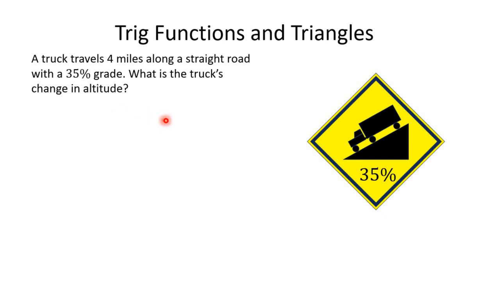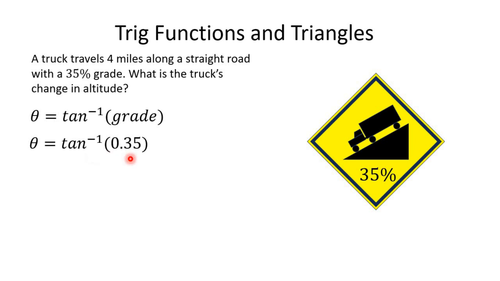Okay, so let's first calculate the angle of the grade. There's a formula we can use that says the angle of inclination, the angle that we're looking for, is the arctangent of the grade. Since this is a 35% grade, in order to find the angle that the truck is climbing, all I have to do is find the arctangent of 0.35. And when I plug that into my calculator, I get that theta is roughly 19 degrees.